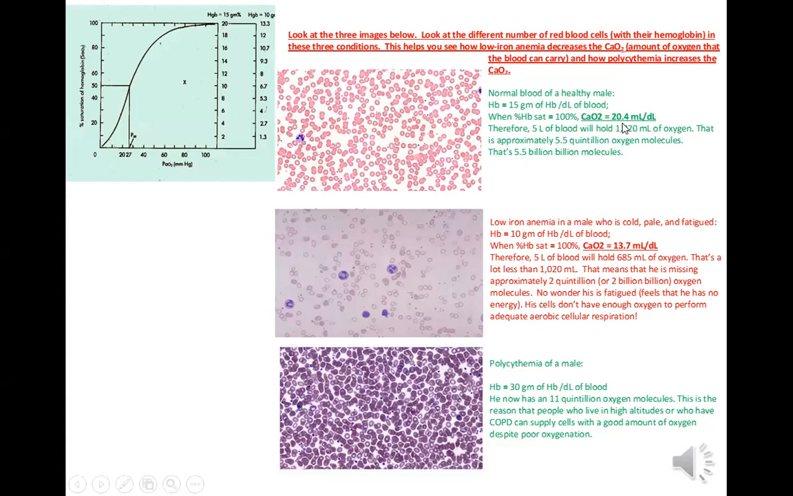And you do the equation, if you come up with 20.4 milliliters of oxygen per deciliter of blood, that's within normal range. So CaO2 has to be between 16 and 22 milliliters of oxygen per deciliter of blood. This one is showing you anemia, which has a hemoglobin level of 10. So if you do the math on this one, ultimately you're going to come up with a CaO2 of 13.7, which is below 16. 13.7 milliliters of oxygen per deciliter of blood. So that's anemia.